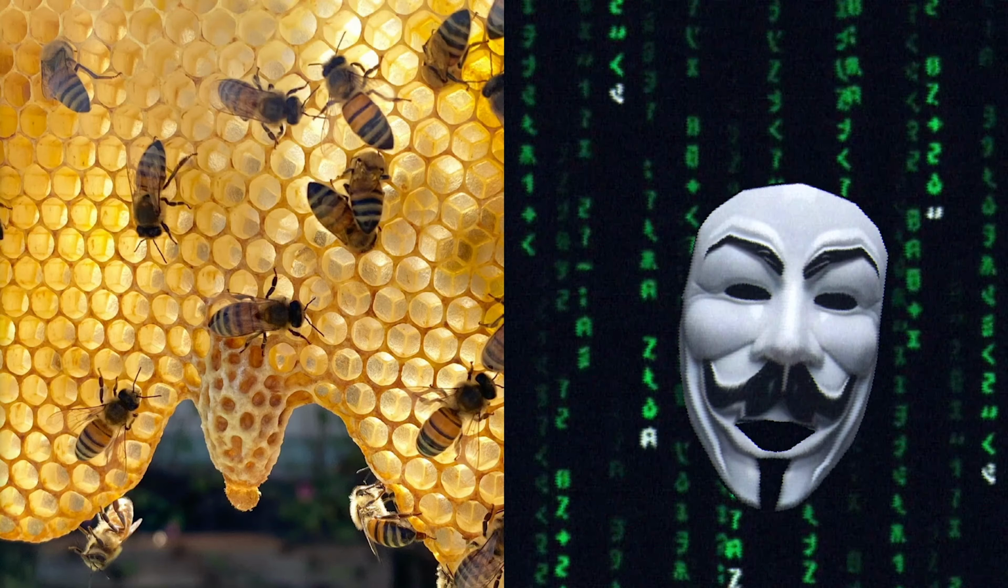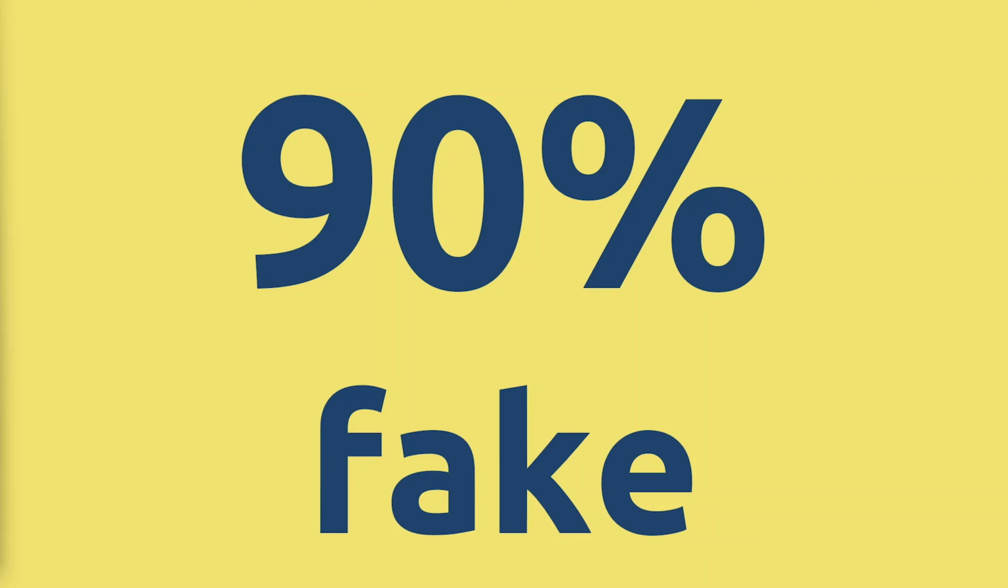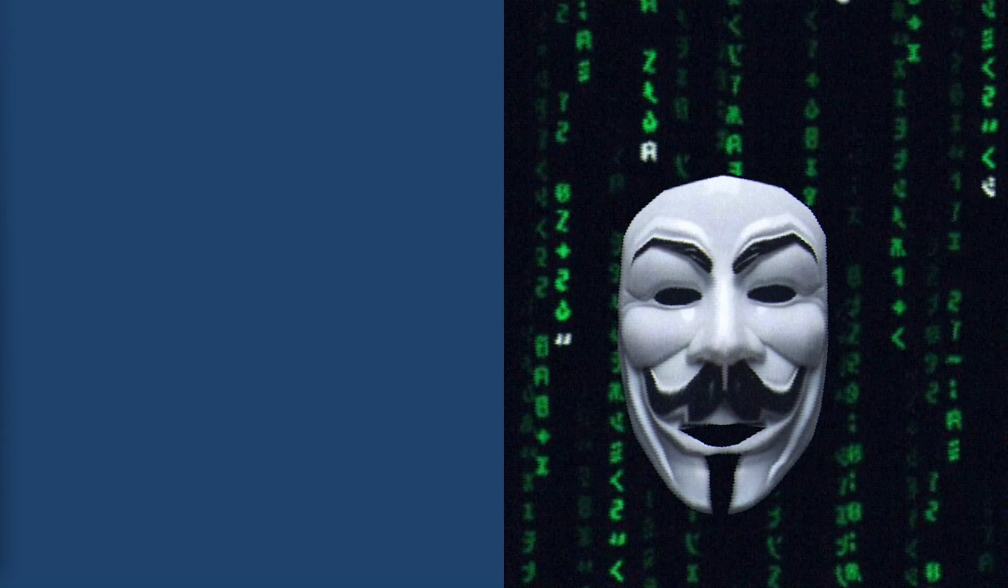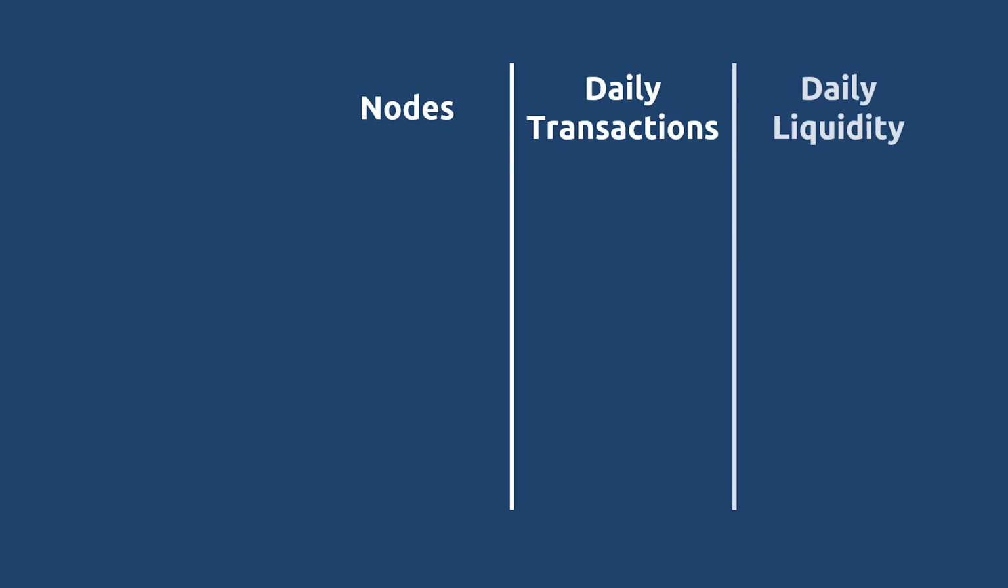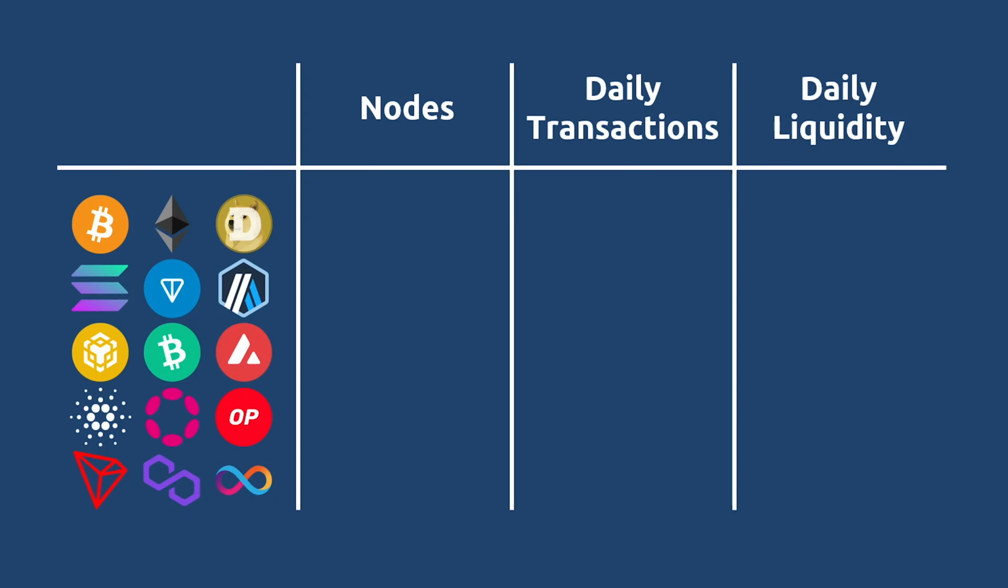The final pillar is daily liquidity. Yes, even with 90% of trade volume being potentially fake, the trade liquidity consisting of DEX trade volume plus centralized exchange volume is yet another metric signifying the network's activity. So, what can you do with these three parameters? We collect the data points for nodes, daily transactions, and liquidity for the major chains.